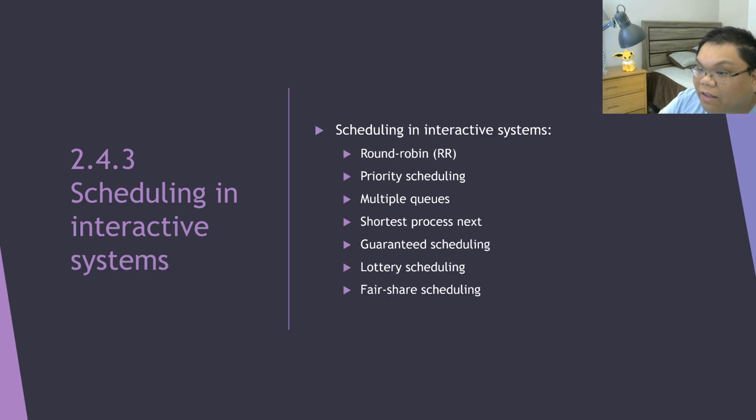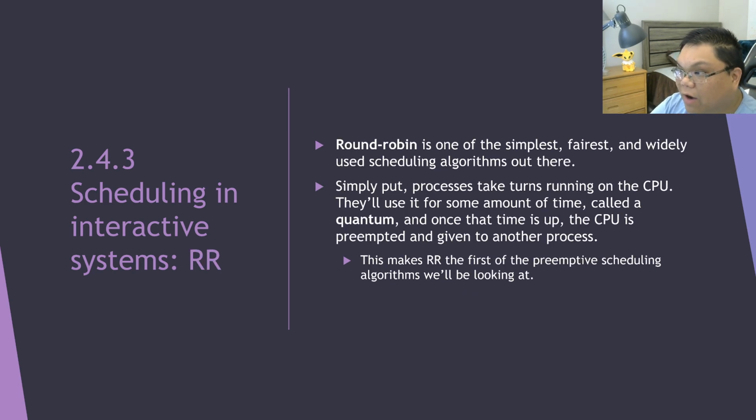Okay, so now we're going to look at round robin and priority scheduling. Round robin is one of the simplest, fairest, and most widely used scheduling algorithms out there. Simply put, processes take turns running on the CPU. They'll use the CPU for some amount of time called a quantum, and once that time is up, the CPU is preempted and given to another process. This makes round robin the first preemptive scheduling algorithm that we're looking at.